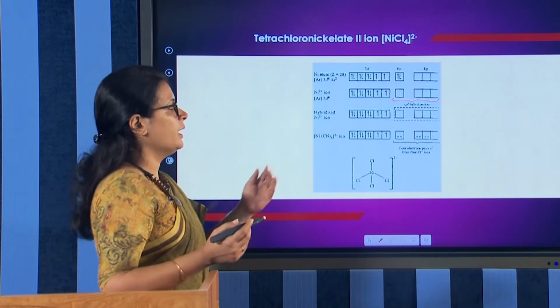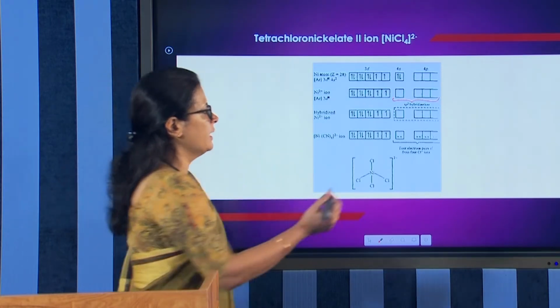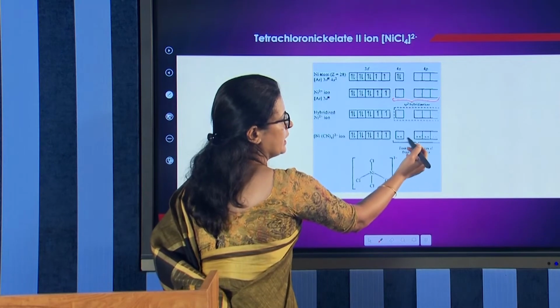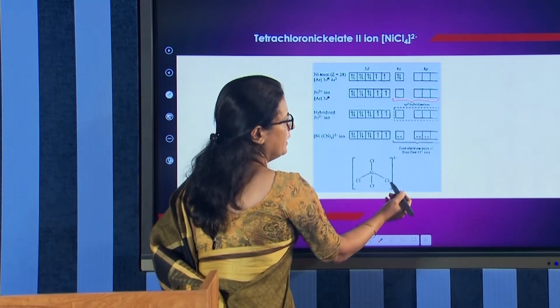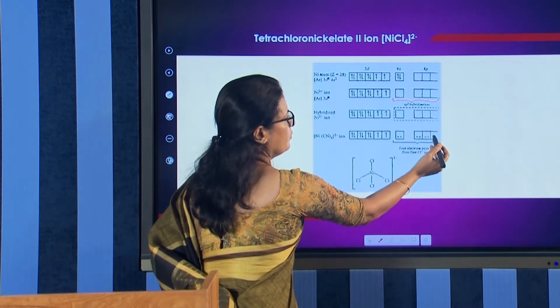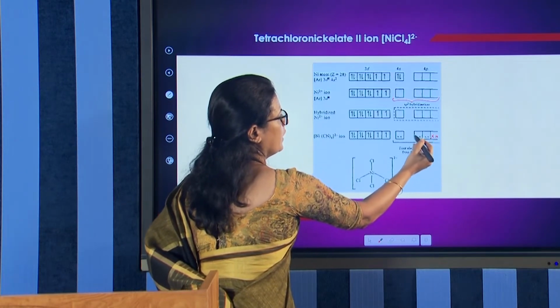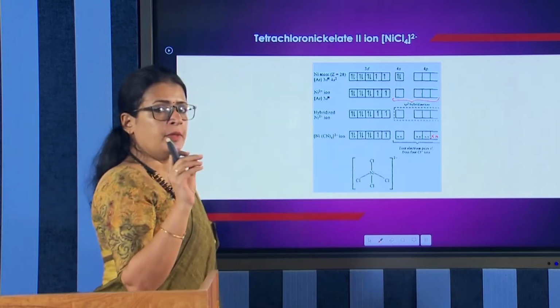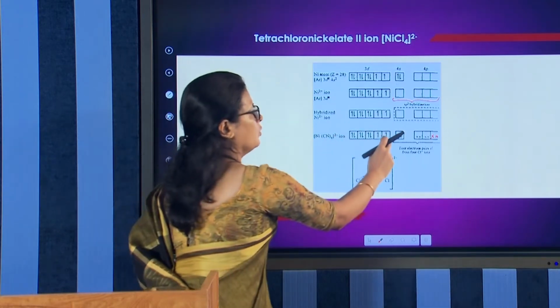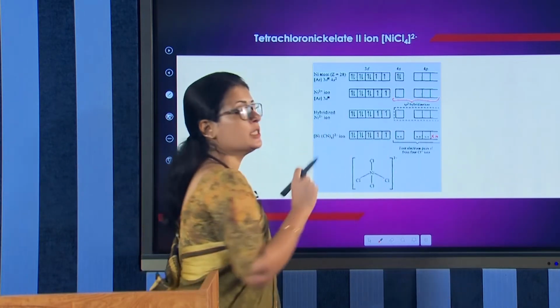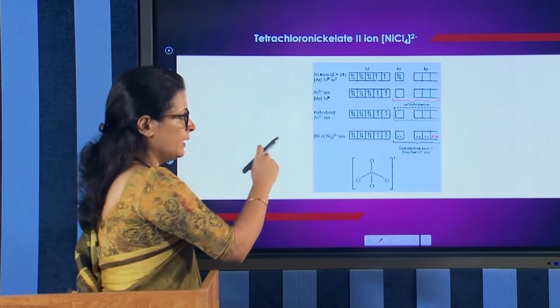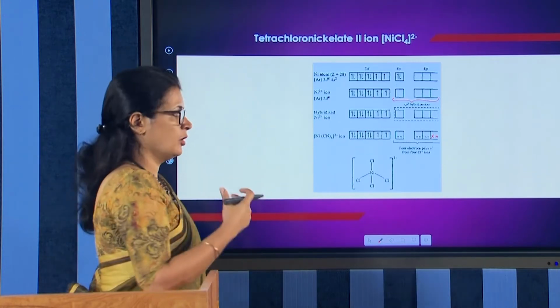This is the case. And now you can see that these electrons are donated by the ligands: 1, 2, 3, 4, four chloride ions. Each ligand will be sharing 2 electrons. So, 1, 2, 3, 4, 5, 6, 7, 8 electrons will be gained by the nickel from the chloride ions.